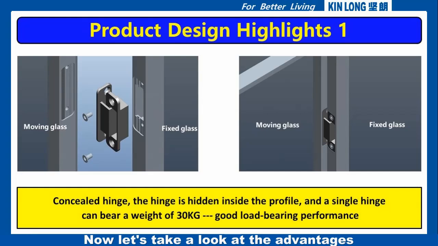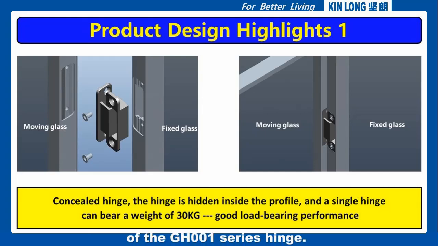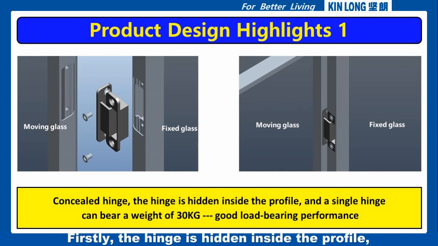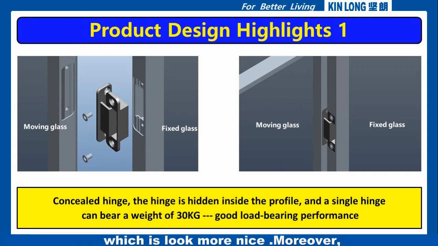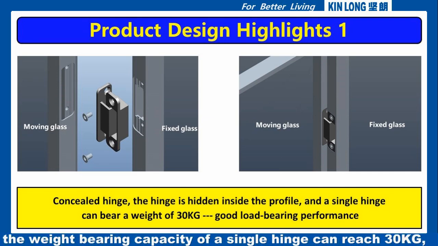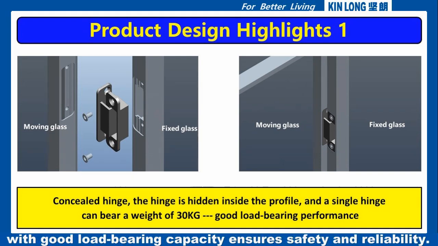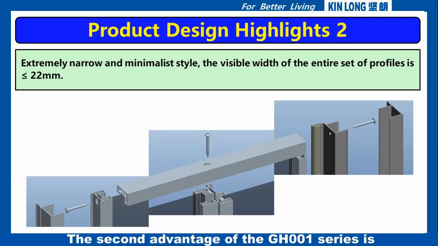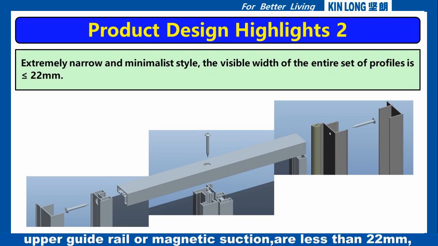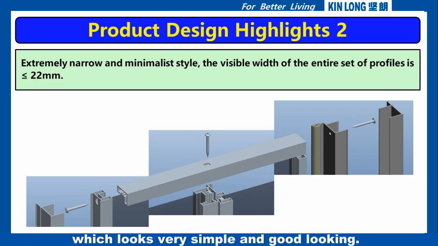Now let's take a look at the advantages of the GH001 series hinge. Firstly, the hinge is hidden inside the profile, which looks nicer. Moreover, the weight-bearing capacity of a single hinge can reach 30 kilograms. Good load-bearing capacity ensures safety and reliability. The second advantage of the GH001 series is also its extremely narrow and minimalist design. The width of the front profile for the wall, fixed glass, upper guide rail or magnetic section is less than 22 mm, which looks very simple and good looking.